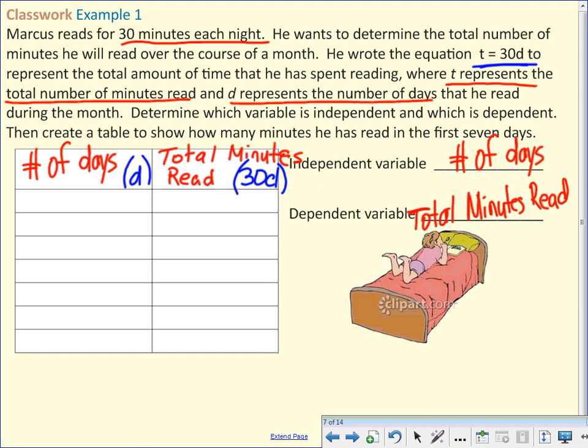So they want to know the first 7 days. So let's fill this in for the first 7 days. If he read for 1 day, he read for 30 minutes. If he read for 2 days, 30 times 2 is 60. If D is 3, 30 times D is 90. And keep filling in your chart. So if you read for 7 days, you would have read a total of 210 minutes.